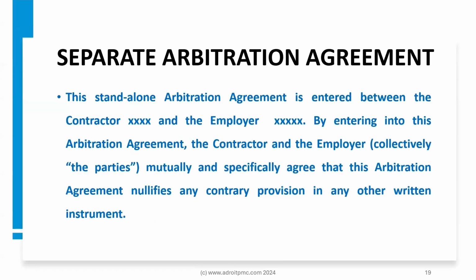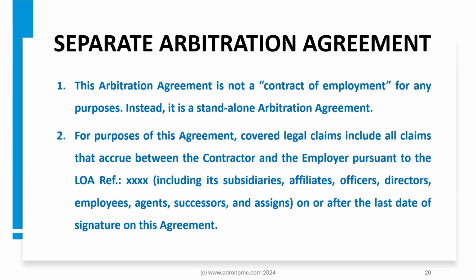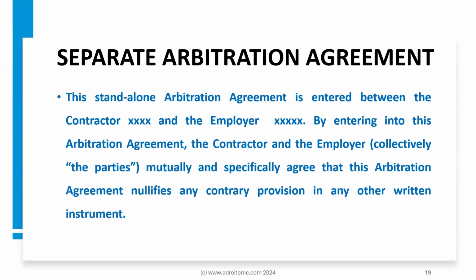Next is the separate and standalone arbitration agreement. This is the actual separate standalone arbitration agreement. Consider that you have executed a contract, and the contract does not speak on dispute resolution. So after the arisal of a dispute, the parties are mutually willing to adjudicate their dispute through arbitration. In that scenario, the parties can sit together, draft and execute the arbitration agreement. So that standalone arbitration agreement shall have the following terms.